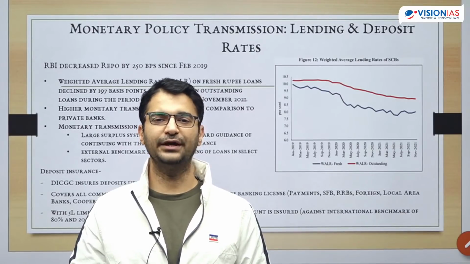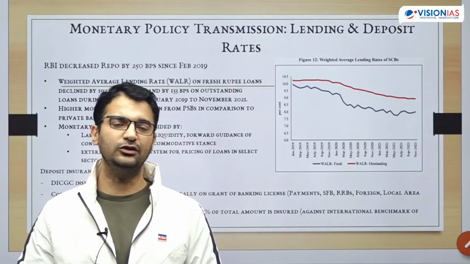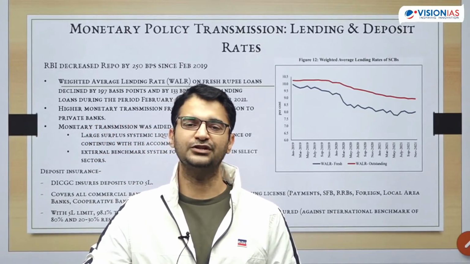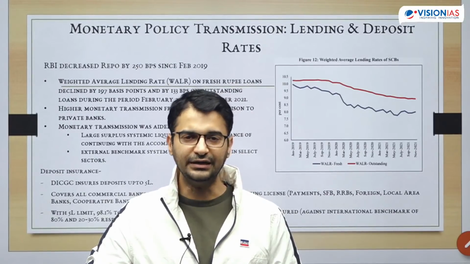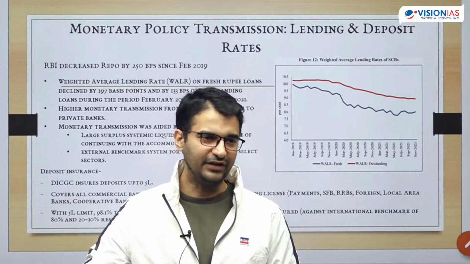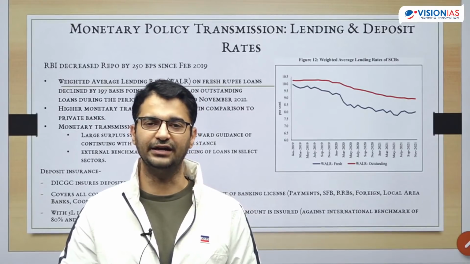You have to disclose the formula of how you are calculating your base rate, which is now MCLR, and that formula must be such that it clearly distinguishes between your fixed cost and variable cost. That variable cost is basically your marginal cost. That is why marginal cost of funds based lending rate, MCLR.